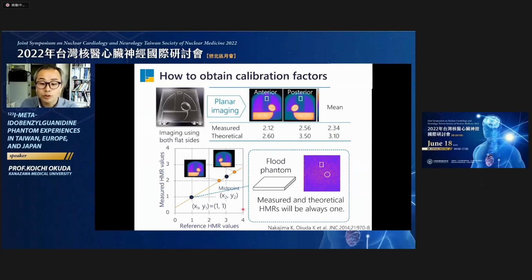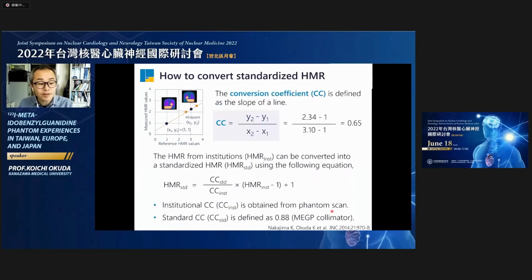Next, we put 2 points at coordinates 3.10, 2.34, and 1, 1. As for the coordinate 1, 1, if we use the flat phantom, the measured and theoretical HMRs will always be 1. Finally, a calibration factor called conversion coefficient is defined as the slope of a line. In this case, the conversion coefficient is calculated as 0.65.